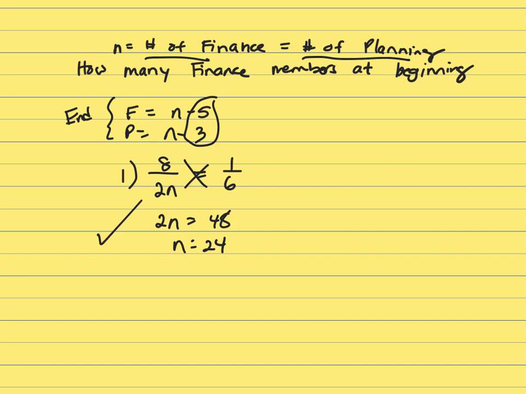So 1 works. 2 says at the end of the year, we're looking at these, 21 members remained on the planning committee. So that means planning, you're going to use this bottom equation, and that would be 21 equal N minus 3. Solve for N, and you've got the number at the beginning of the year for the finance and the planning. So the answer is D, both work independently.